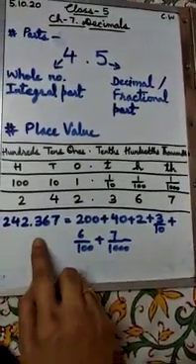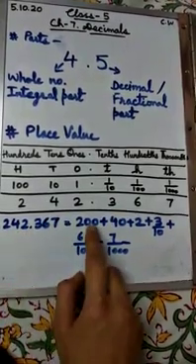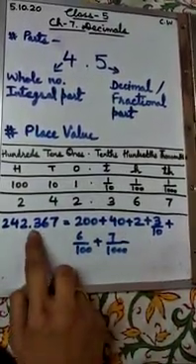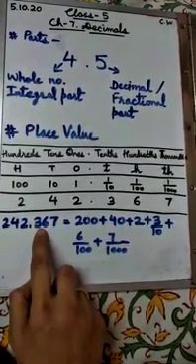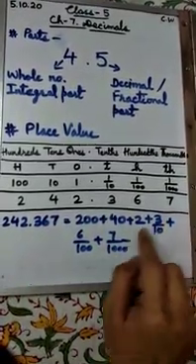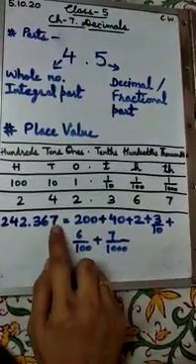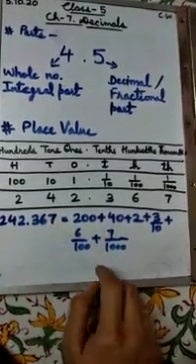Now how to read this? 242 is 200 plus 40 plus 2, this is the expanded form. After the point, 3 is in the tenths place, so the value is 3 upon 10. 6 is in the hundredths place, 6 upon 100. 7 is in the thousandths place, 7 upon 1000.